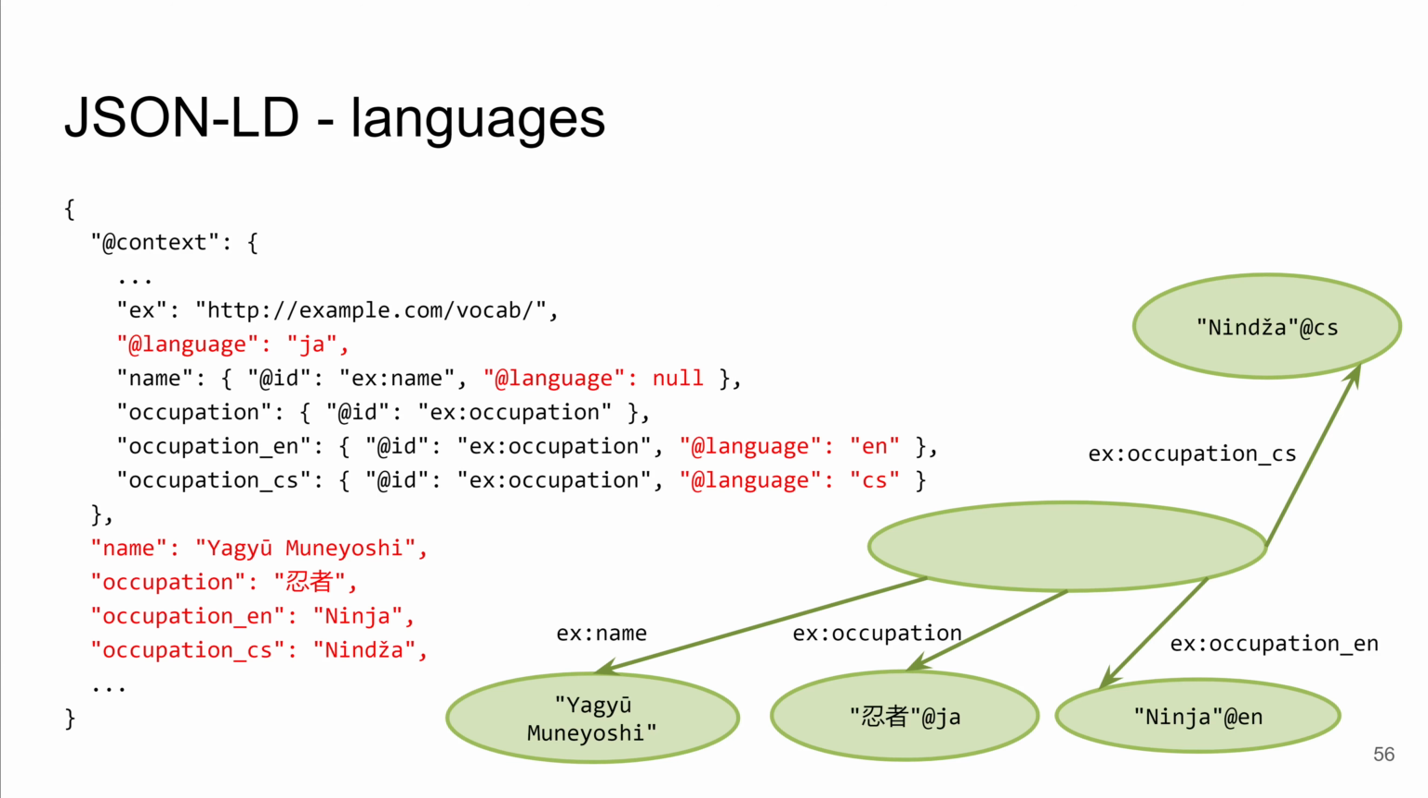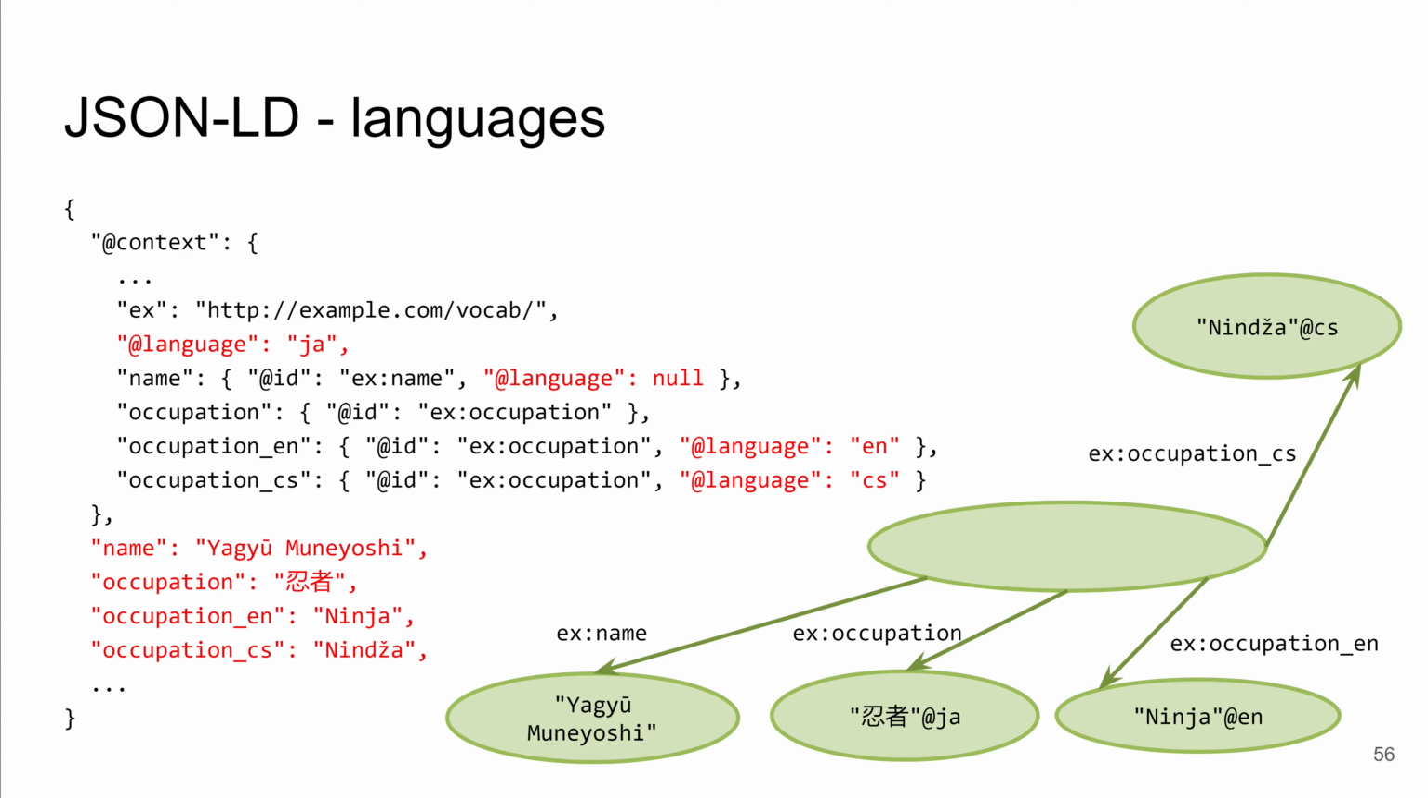Later, in the regular JSON data part of the JSON-LD file, we have just the name, occupation, occupation_n, and occupation_cs. But in the generated RDF, the values are as expected with the proper language tags, or without a language tag in the case of the name string. This is, however, a bit inconvenient, or let's say not the way a JSON developer would do it, specifically for the occupation, where we have a Japanese version, an English version, and a Czech version.